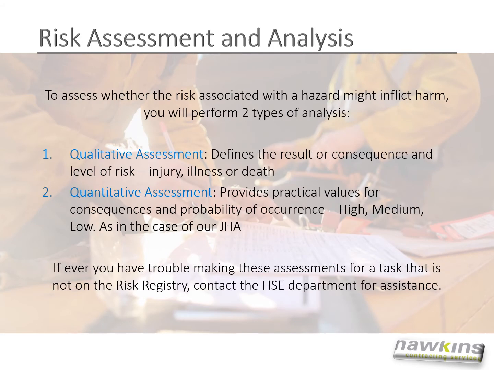To assess whether the risk associated with a hazard might inflict harm, you will perform 2 types of analysis. First is a qualitative assessment. It defines the result or consequences and level of risk, such as injury, illness, or death. Second is a quantitative assessment. This provides practical values for consequences and probability of occurrence, such as high, medium, low, as in the case of our JHA. If ever you have trouble making these assessments for a task that is not on the risk registry, contact the Health and Safety Department for assistance.